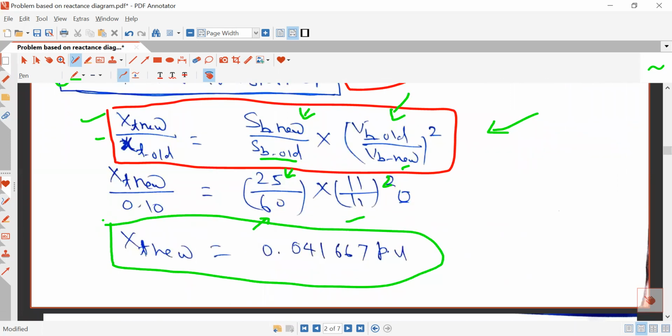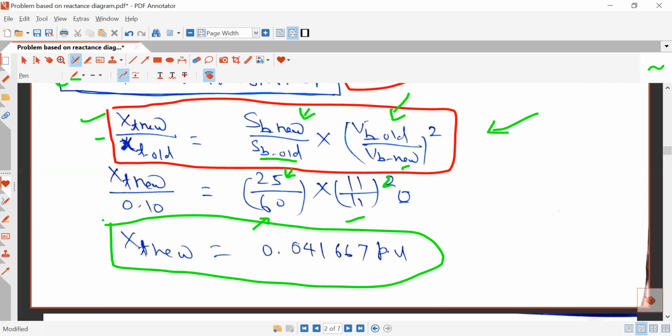In this way, this is the main task while you are preparing a reactance diagram. The main task is to convert all the given per unit values to a common base. And how will you decide the common base?